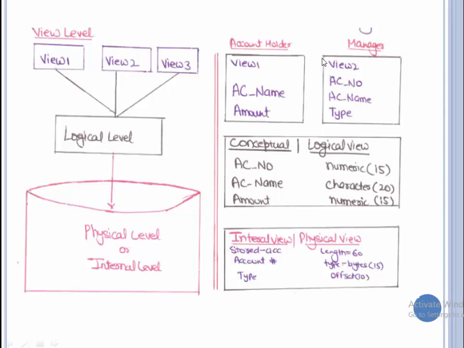And at the end of the abstraction levels, that is the view level, the user can see their account name and amount, or a manager can view the account number, account name, and which type of account it is. So there are two types of views. The account holder wants to view the account name and balance amount, but the manager wants to access the account number, account name, and type of account. So this view is presented to a manager.